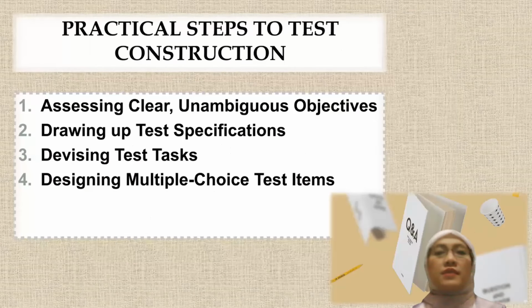Now, let us see the practical steps to test construction. Sekarang gimana sih langkah-langkah praktis untuk membuat tes? First, assessing clear and unambiguous objectives. Jadi tesnya itu harus punya tujuan yang clear, jelas, tidak ambigu. Number 2, drawing up test specification. Kemudian kita tentukan spesifikasi tesnya. Number 3, devising test tasks. Kemudian kita bagi-bagi tasknya, dalam tes itu apa aja. Maybe there will be multiple choice, fill in the blanks, and write sentences for answering questions. And number 4, designing multiple choice test.